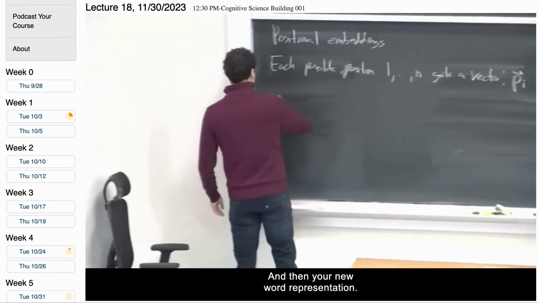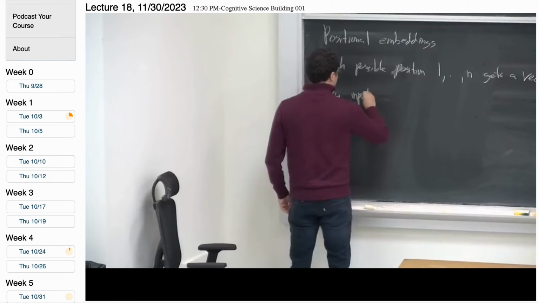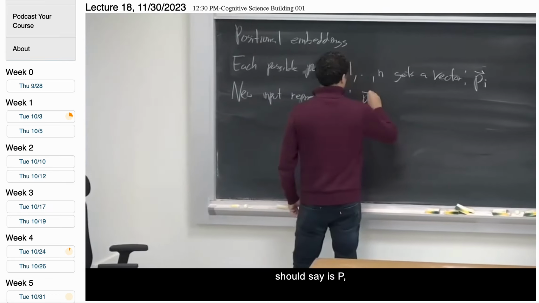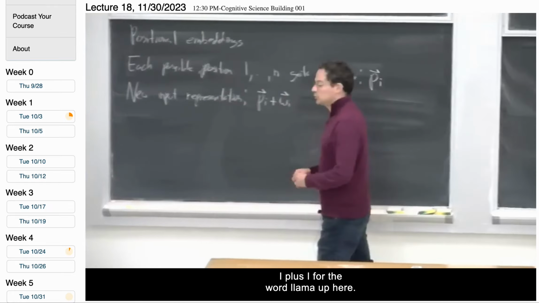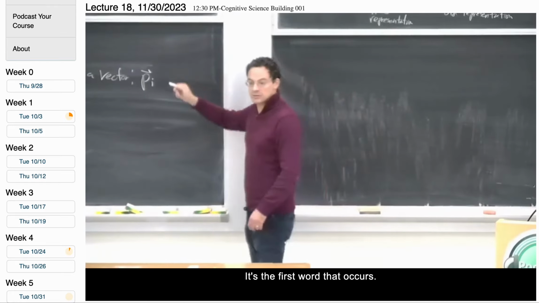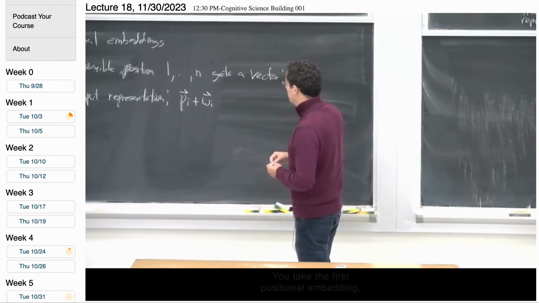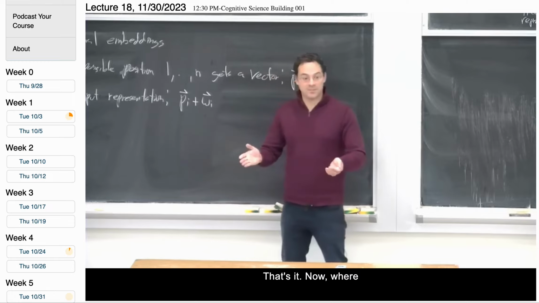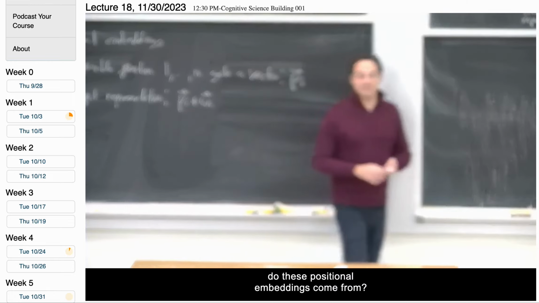And then your new input representation, I should say, is p_i plus w_i. So for the word llama, it's the first word that occurs. You take the word embedding for llama, you take the first positional embedding, because it's in the first location in the sequence, and you add them together. That's it.